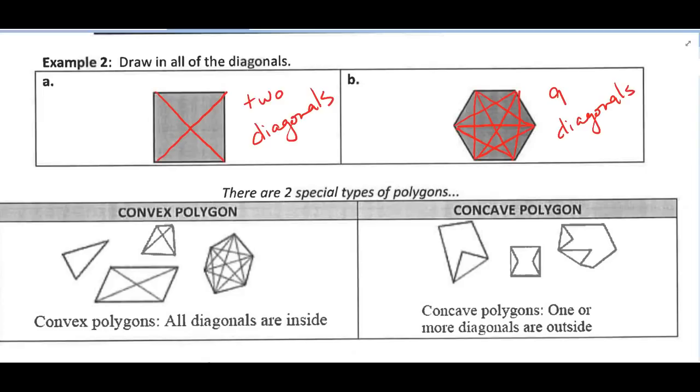Alright, so here's what I got for example 2 parts A and B. In the first one I've got two diagonals. It just makes an X on our square here, and then over here on our hexagon I've got 9 diagonals. So you can see that from each vertex I've got 3 diagonals. Okay, so keep this in mind. We're going to start looking for some patterns to figure out how many diagonals we could draw in a polygon. And if you didn't get those, make sure you get some help.